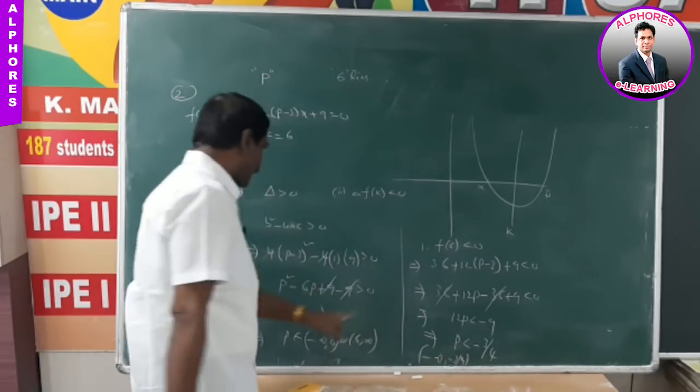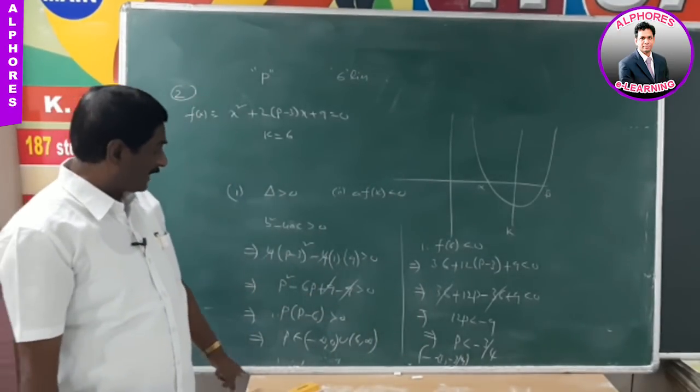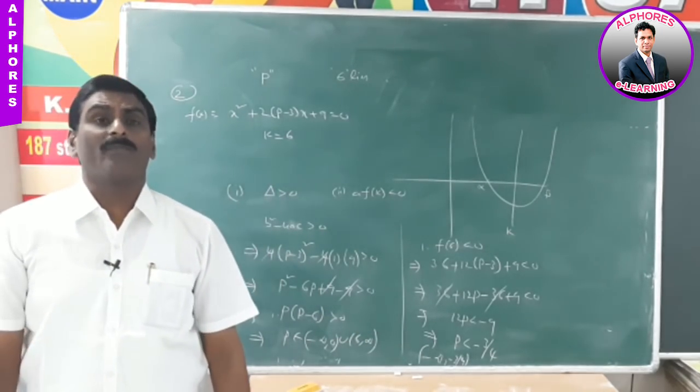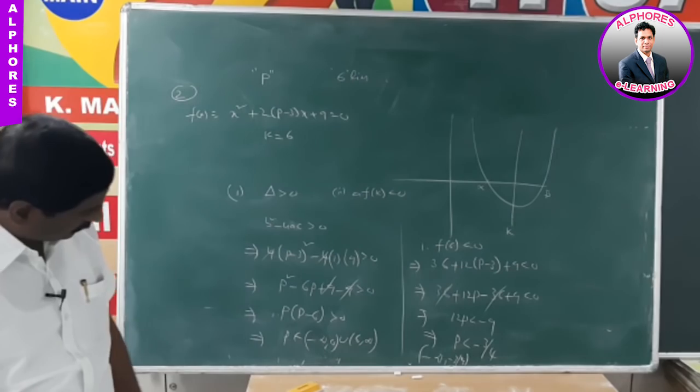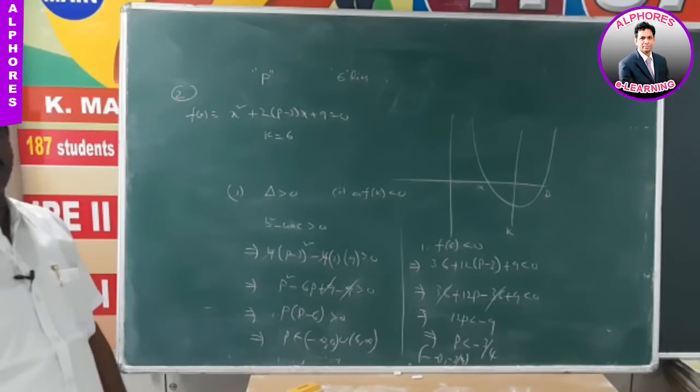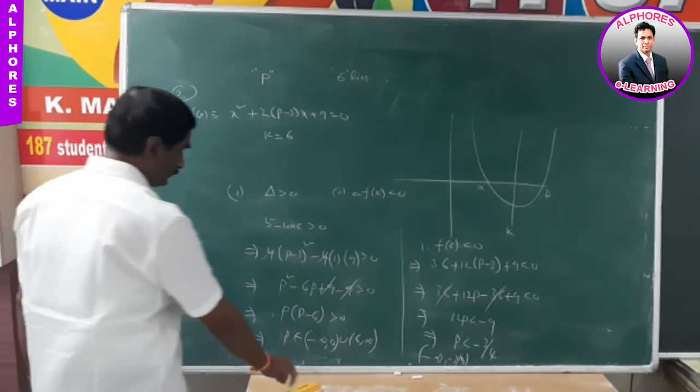The common solution for these two conditions is minus infinity to minus 3 by 4. Therefore, the value of p lies p less than minus 3 by 4. That means p belongs to minus infinity to minus 3 by 4. Next.